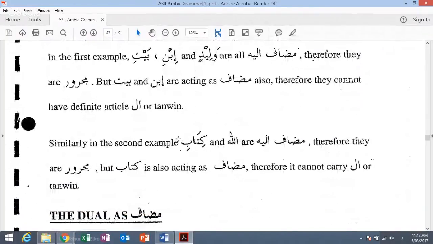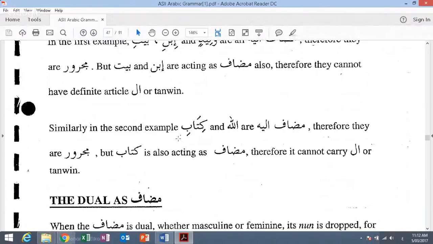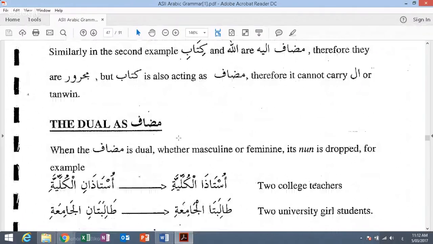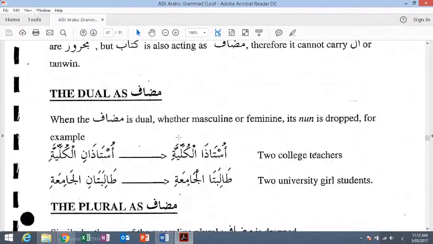Similarly, in the second example, Kitabi and Allah are mudaf ilayh. Therefore, they are majroor. But Kitab is also mudaf to Allah. Therefore, it cannot carry the al or tanween. Okay. So this chain of idafa is clear to everyone.